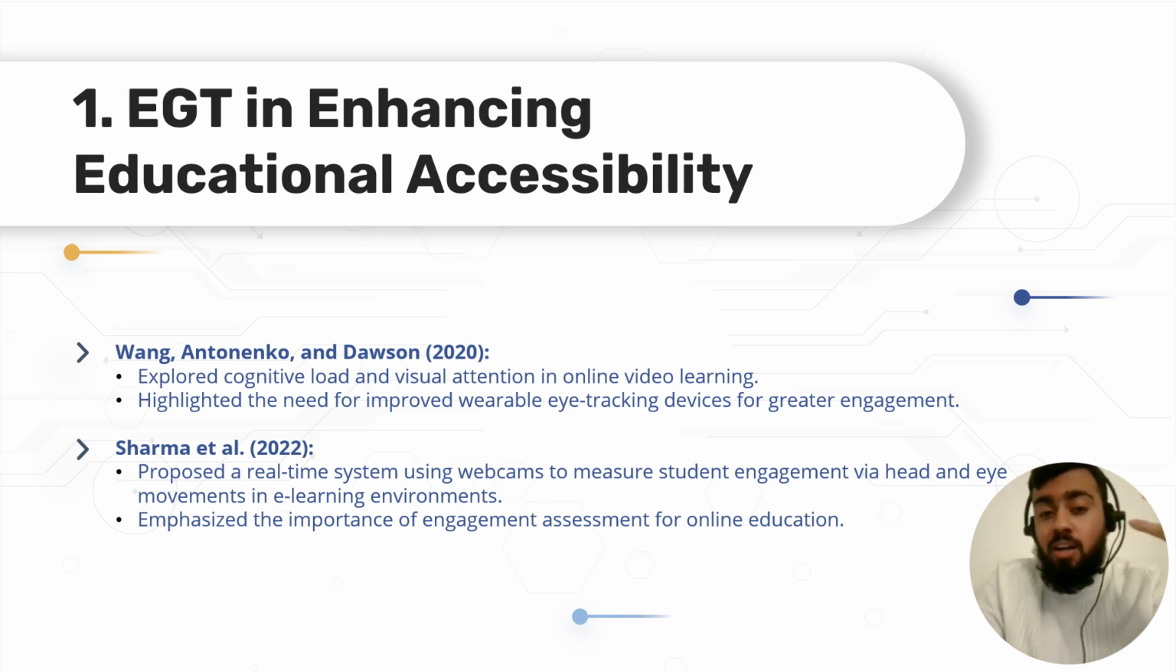They also highlighted the need for wearable eye tracking devices for greater engagement. Whenever you work on eye gaze solutions, we try to get good accuracy, because your eyes can move in any direction and you have to capture all these signals. So they suggested making eye tracking devices. Sharma also used webcams to measure engagement via head and eye movements in an e-learning environment. That's what we are also trying to introduce.